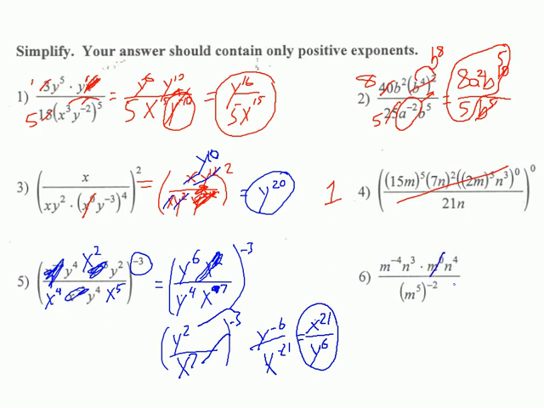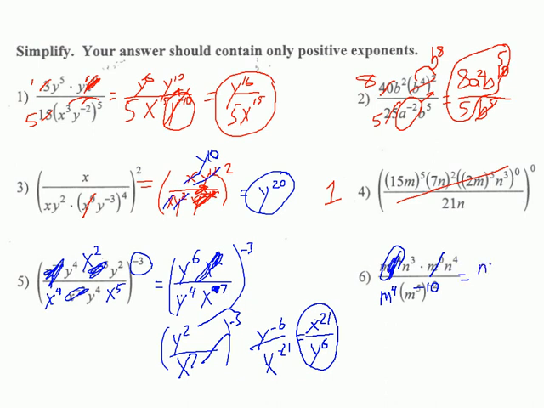M to the 0 is 1. Cancel that out. M to the 5th raised to the negative 2nd becomes m to the negative 10th with that multiplication property. This m to the negative 4th moves down. M to the 4th becomes positive when I do that. All right, now let's see what I have left.